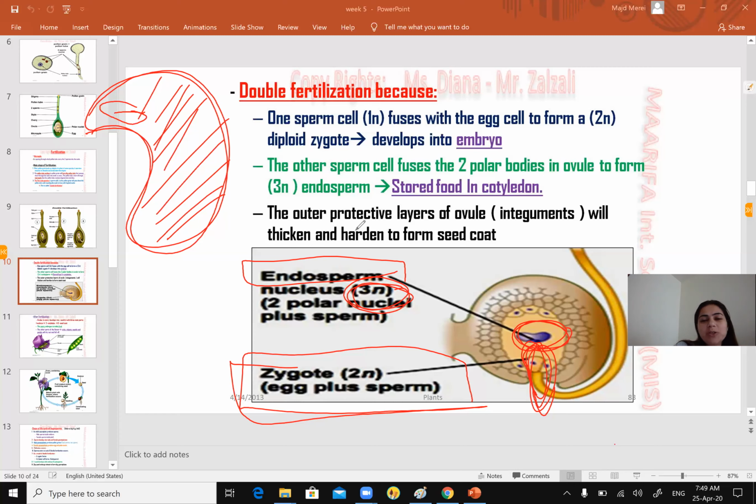Now the outer protective layer, the third part, is the integument. It will thicken and harden to form the seed coat. Okay, so these are the three parts.